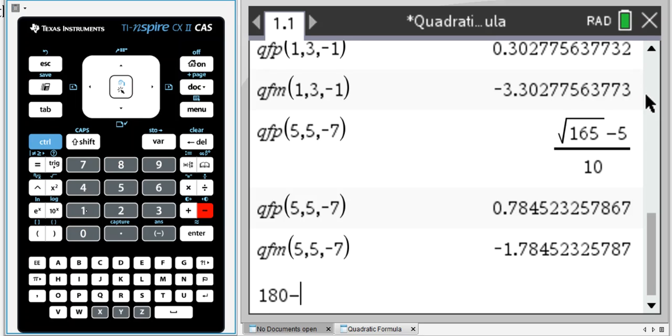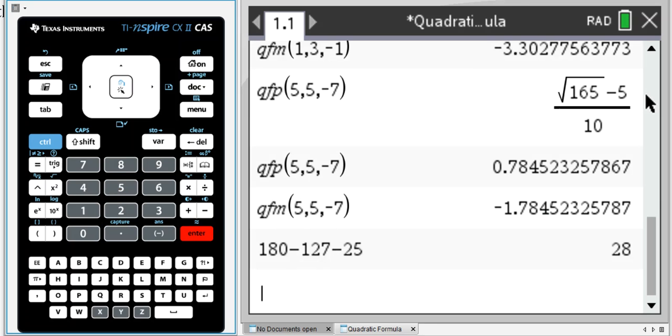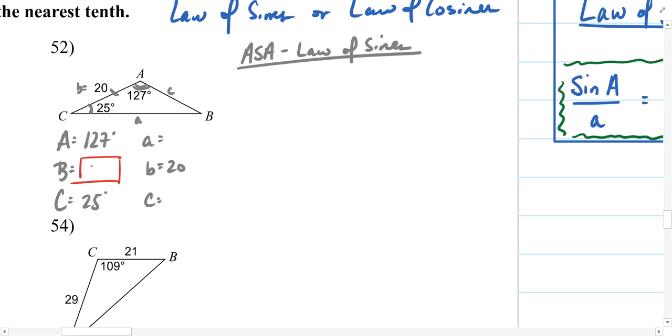So we'll take 180 minus 127 and subtract 25. And that leaves me with 28 degrees, so I know that B is 28 degrees. And now I'll just start using the law of sines, because I know that sine of 127 degrees divided by side length A must be equal to sine of 28 degrees divided by 20.